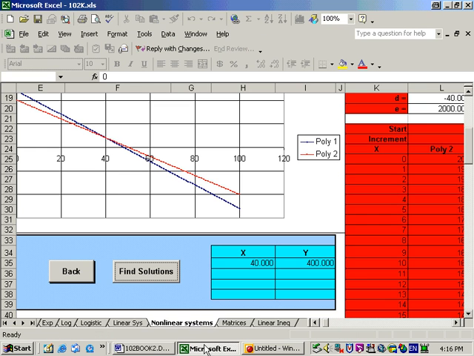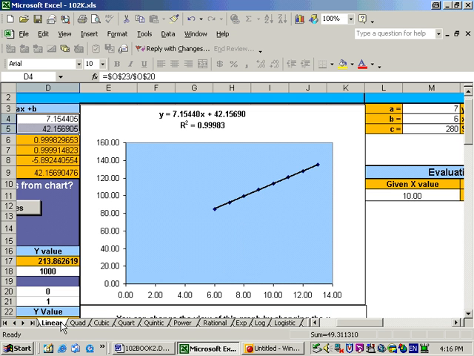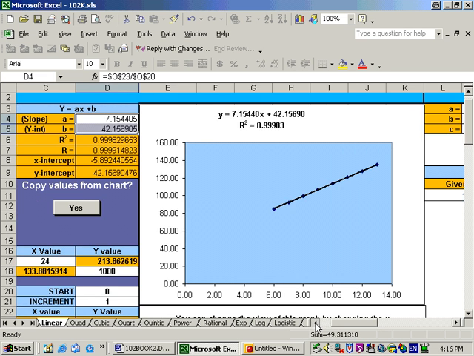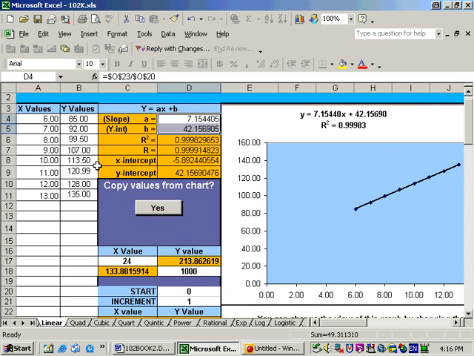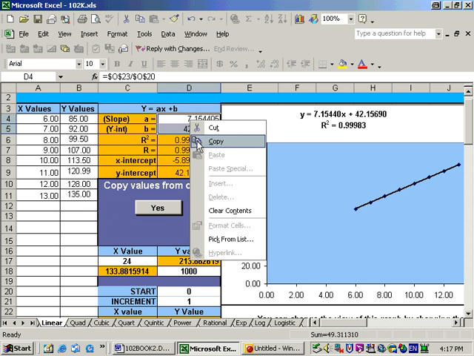So let's go to the linear sheet a second. And back here on the linear sheet, I put in my data points already, 6 through 13, and these were the values of the Air Jordan. And I got this equation and copied it over. And then I went and highlighted those values and copied them. Right click and choose copy.